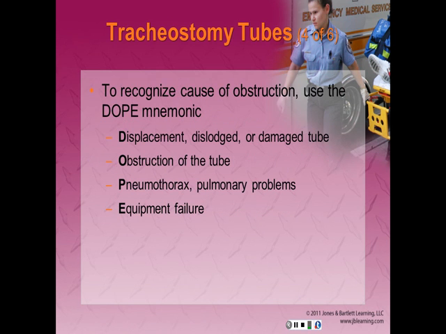Displacement, dislodged, or damaged tube. Obstruction of the tube from secretions, blood, mucus, or vomitus. Pneumothorax or pulmonary problems. And equipment failure, such as the tubing is kinked, the ventilator malfunctioned, or the oxygen supply is empty.